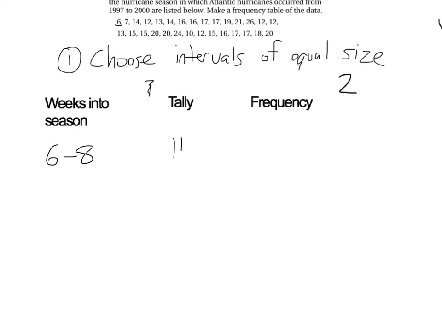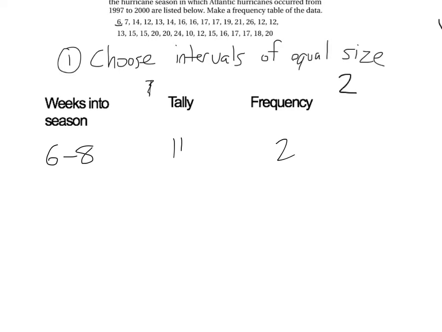Okay, keep looking, keep looking. All right, there's nothing else. Okay, so then in the frequency column, I'm going to ask, how many tallies do I have? 2. So 6 to 8 weeks into the season, between 1997 and 2000, how many hurricanes occurred? 2. All right, and then we're just going to fill in the rest of the table.